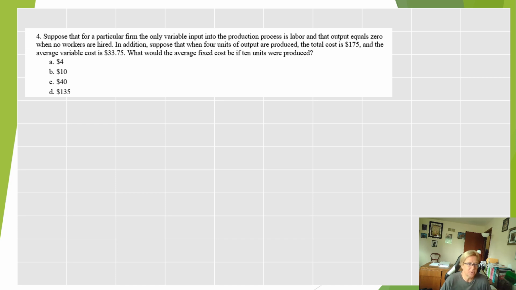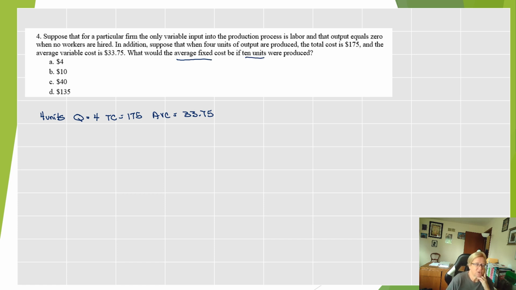Okay, so here we have a firm whose variable cost is only labor, and we're going to deal with 4 units of production. Right now, the total cost of 4 units, so quantity equals 4, the total cost equals 175. Average variable cost equals 33.75. And we need to know average fixed cost at 10 units.